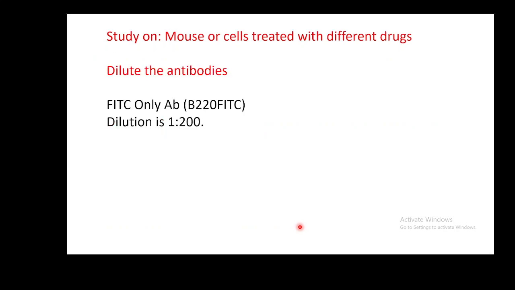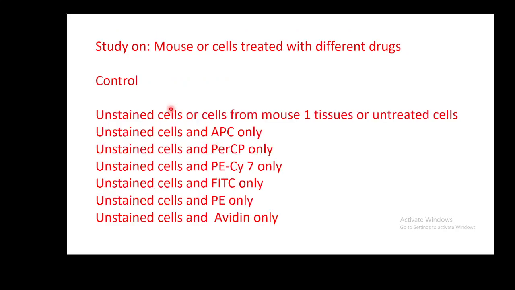And how you will do that experiment, you will dilute the antibodies. Let's say the dilution of the FITC antibody, which you find in the literature or from your previous lab experience, is 1:200. So you need to take 1 microliter of the FITC antibody and 199 microliters of PBS. Take your cells and add them in this tube. Like that you can do for the other tubes: take the antibody dilution for the APC, add this to the unstained cells, like this for the other controls also.